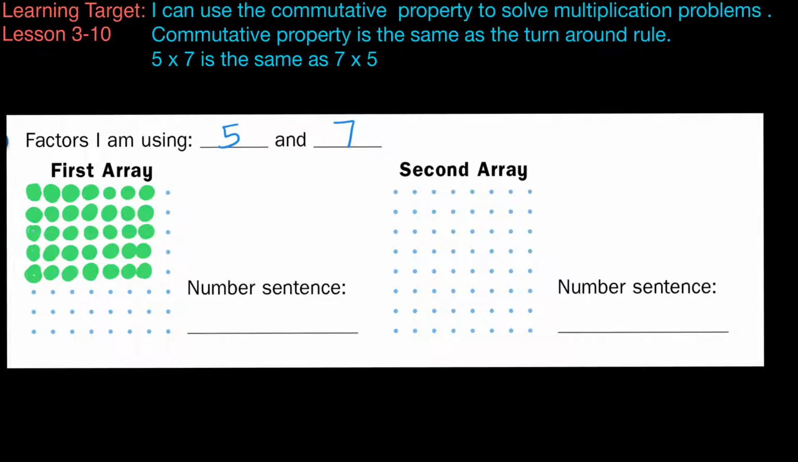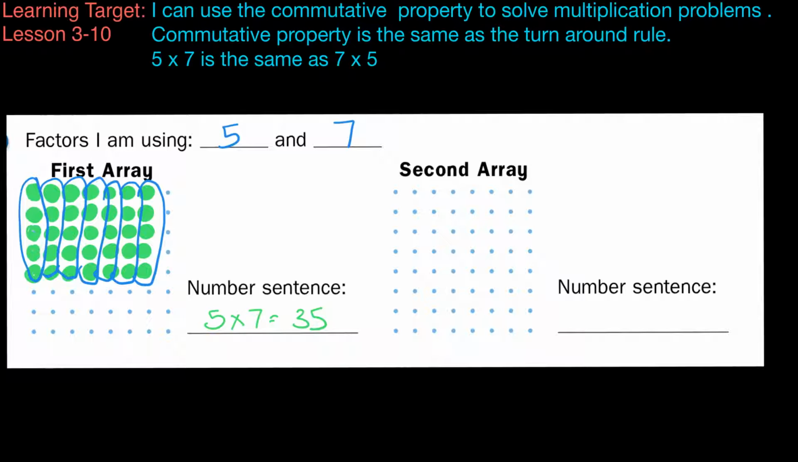I'm going to go on to writing my number model. My number model for this problem is 5 times 7. To solve that, I can count by my 5s. Go 5, 10, 15, 20, 25, 30, 35. So 5 times 7 is 35.